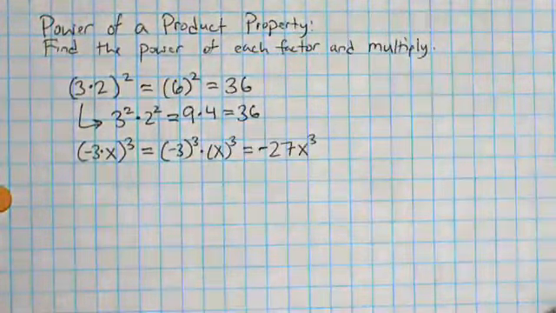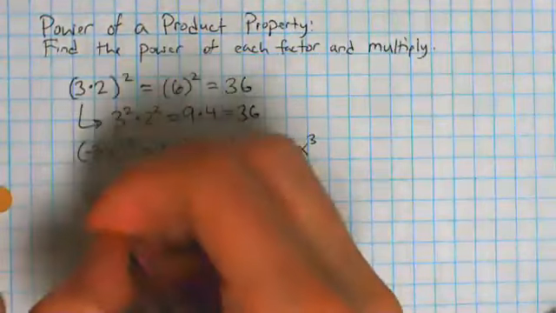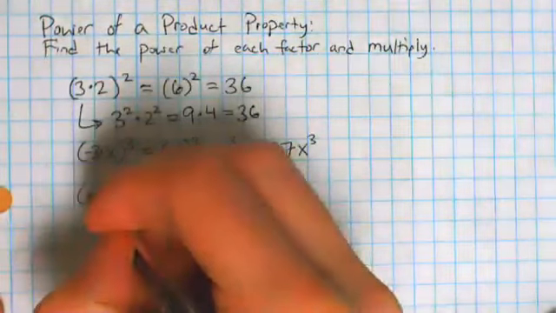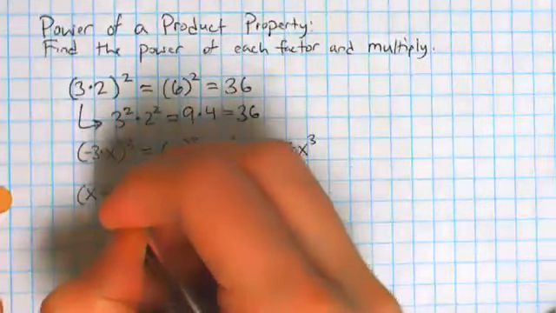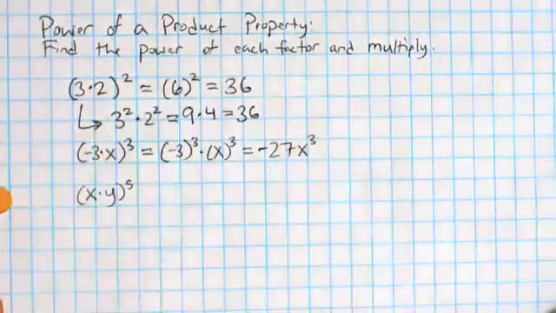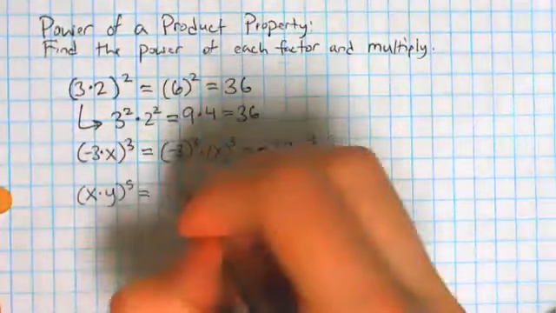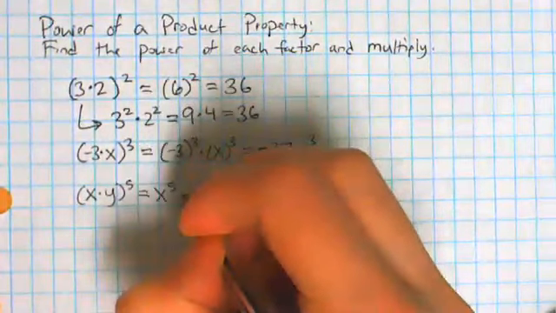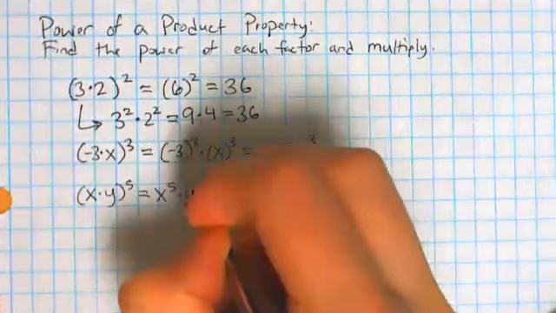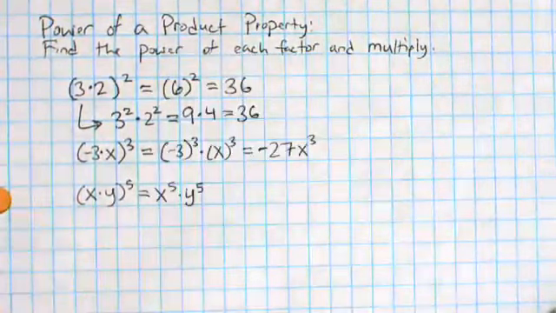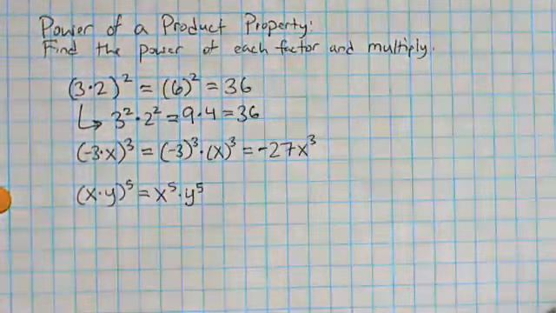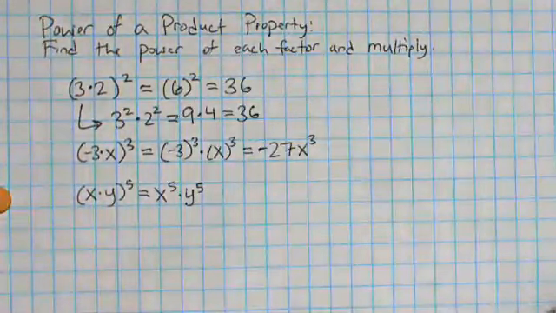If we just had variables inside of parentheses, it would proceed in a very similar way. For example, x times y, to the fifth, can be very quickly evaluated as being x to the fifth times y to the fifth. So in each one of these instances, our power that's on the outside comes down and now becomes a power on each thing that's inside the parentheses.